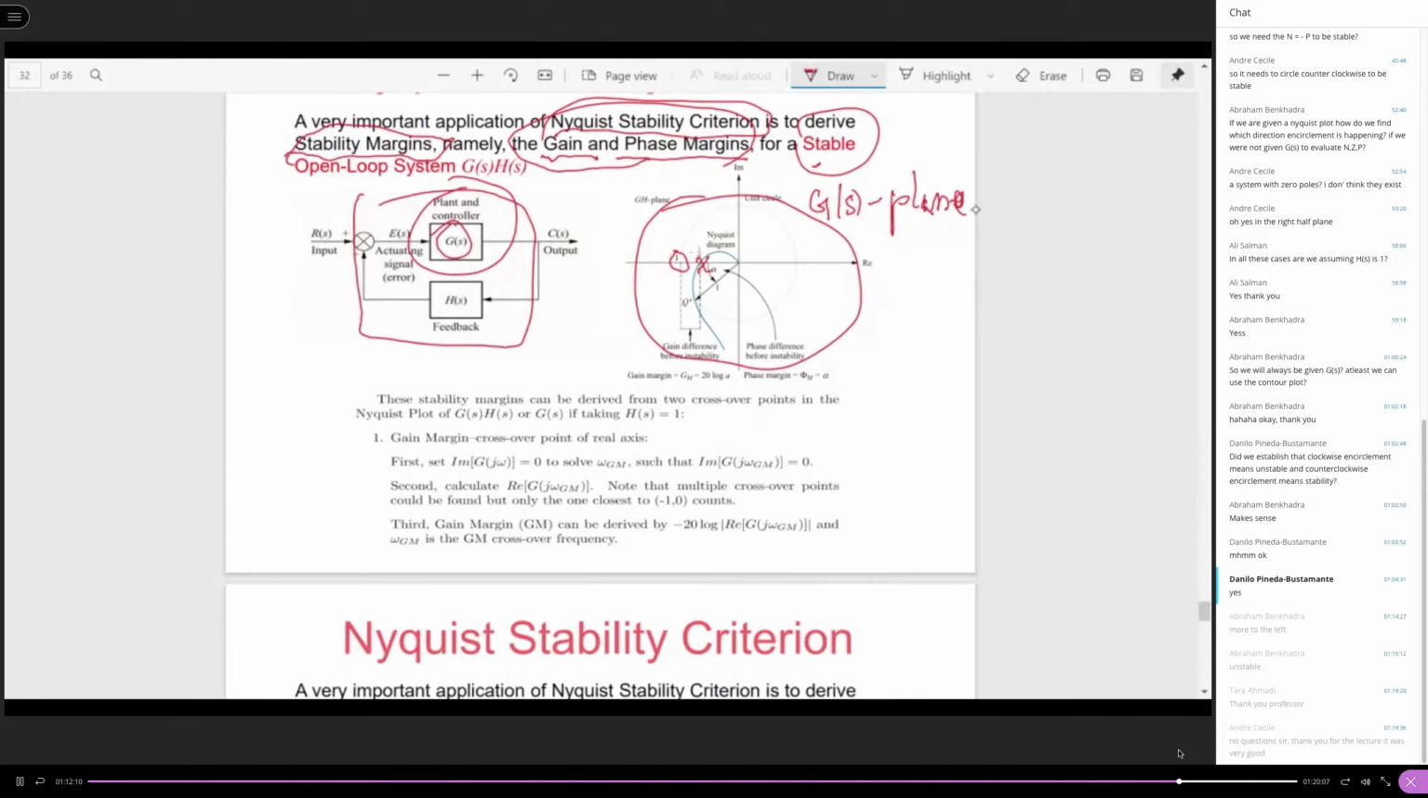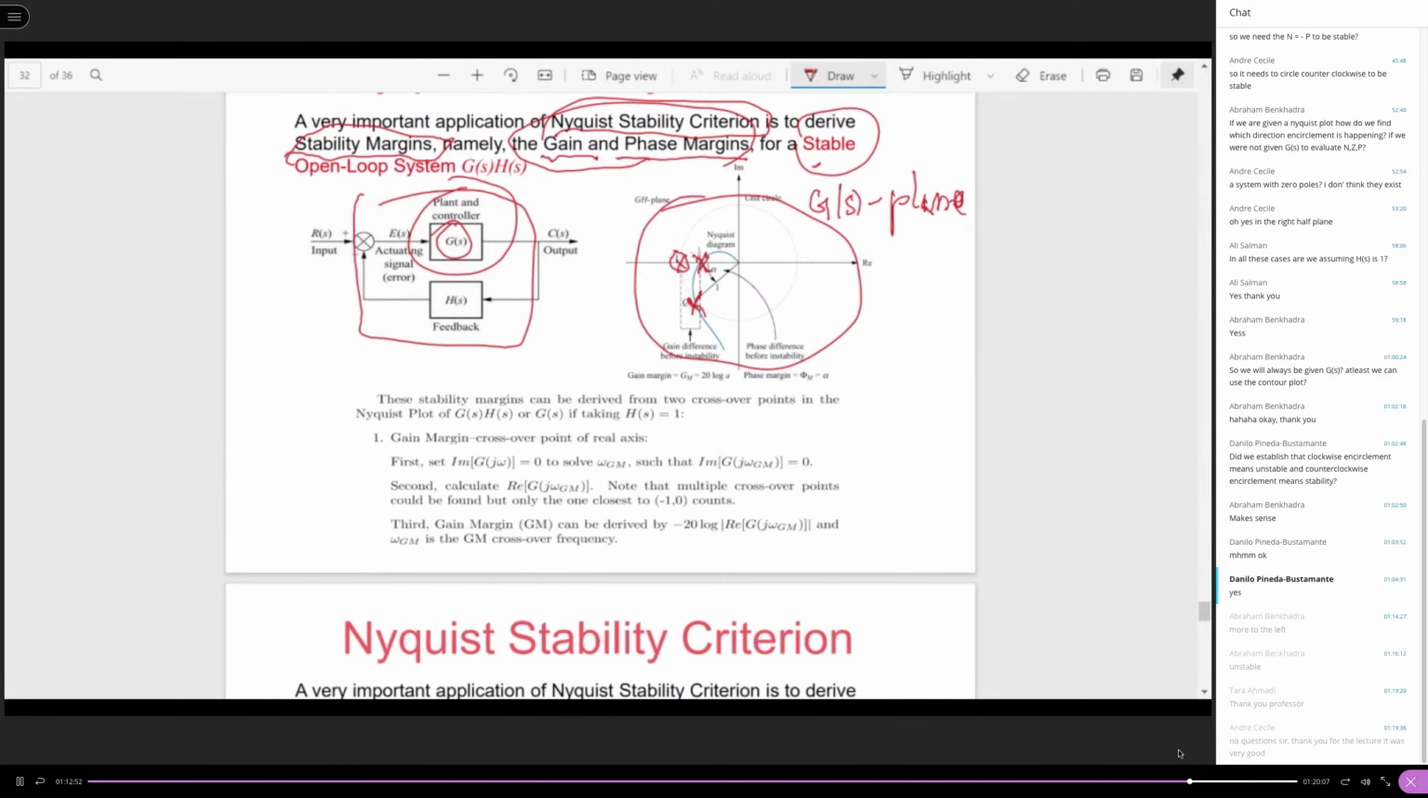So we are concerned about where the Nyquist plot of G(s) crosses the real axis. This is the first crossover. The second crossover is here, the crossover between the Nyquist plot and this unit circle. You see the -1 point here. This unit circle is going to pass through the -1 point, apparently. Once you capture these two crossover points, then we can talk about stability margin.